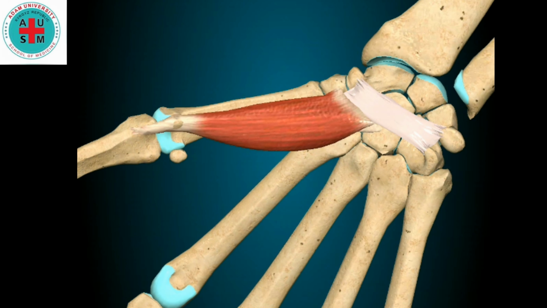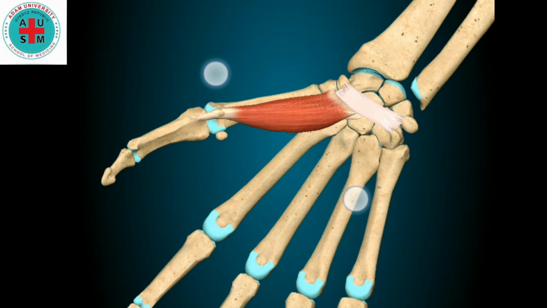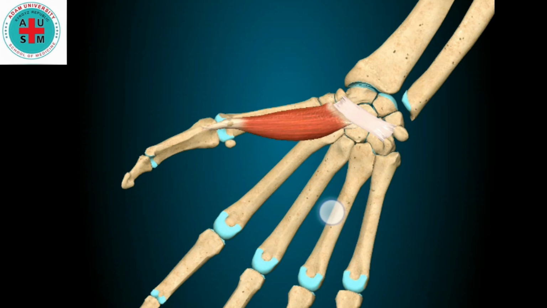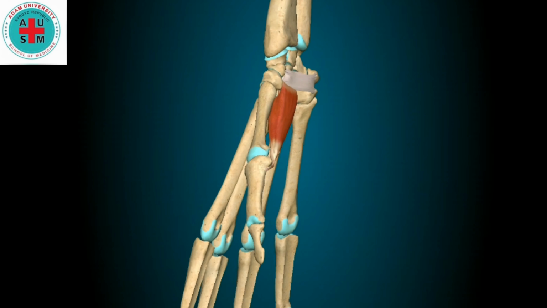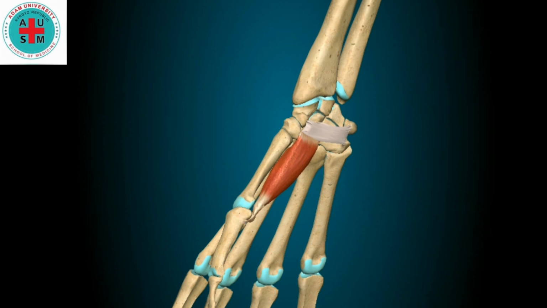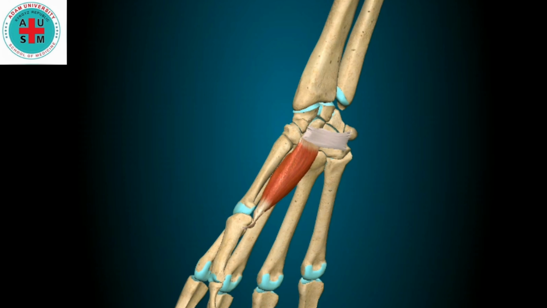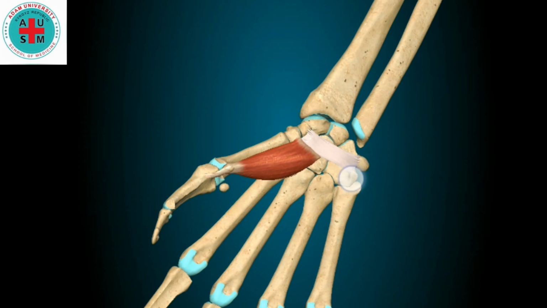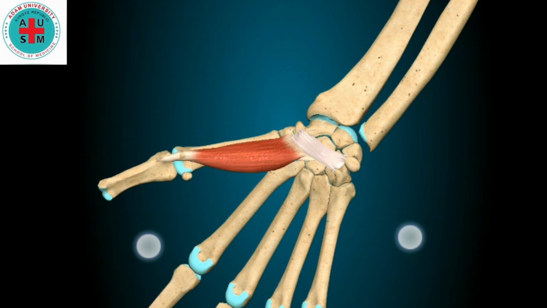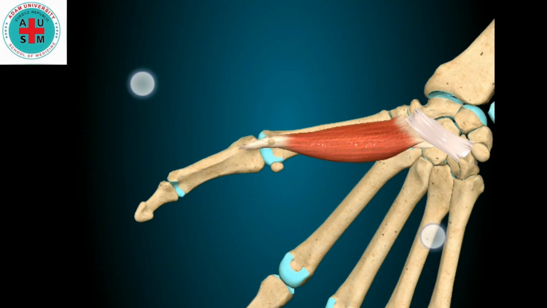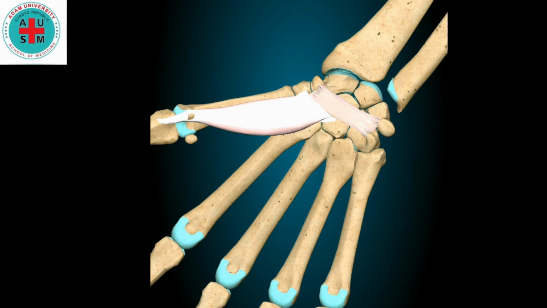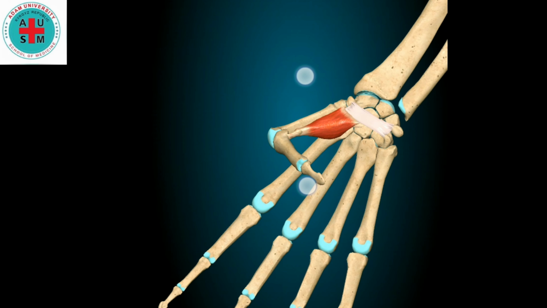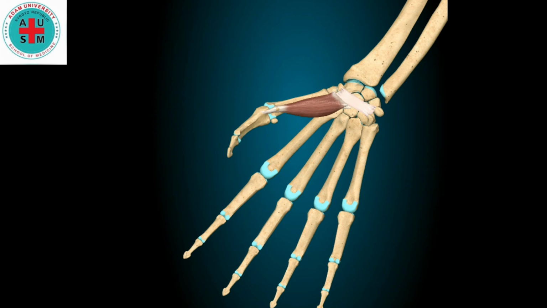Now we will discuss the second muscle of the thenar eminence, flexor pollicis brevis muscle. So this is the flexor pollicis brevis muscle, which also originates from the crest of the trapezium and flexor retinaculum. Okay, this is the trapezium bone, and it is inserted into the base of the proximal phalanx of the thumb. Flexor pollicis brevis muscle flexes the metacarpophalangeal joint of the thumb.